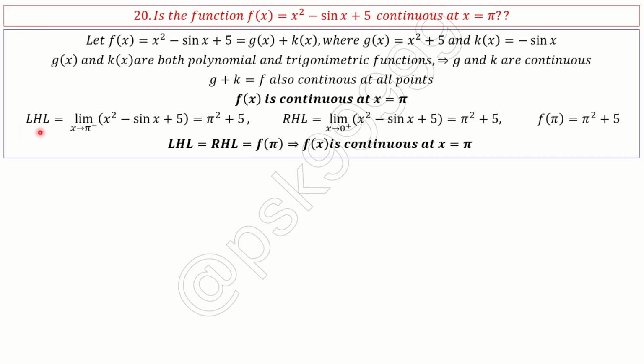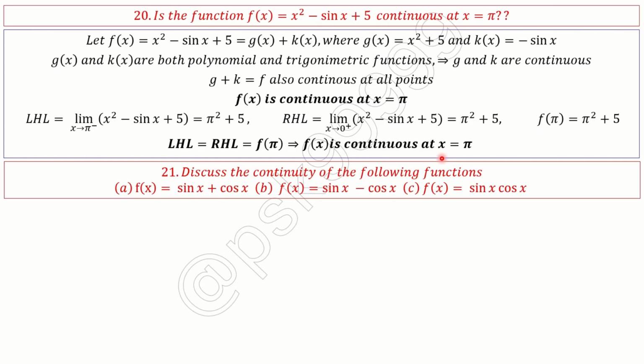But if you want to really try, LHL is nothing but limit x extends to pi minus, which is nothing but pi square plus 5. RHL is limit x extends to pi plus, which is also pi square plus 5, and f of pi also is pi square plus 5. So LHL is equal to RHL equal to f of pi. So f of x is continuous. So you can do both ways. Both are okay. Okay, next.